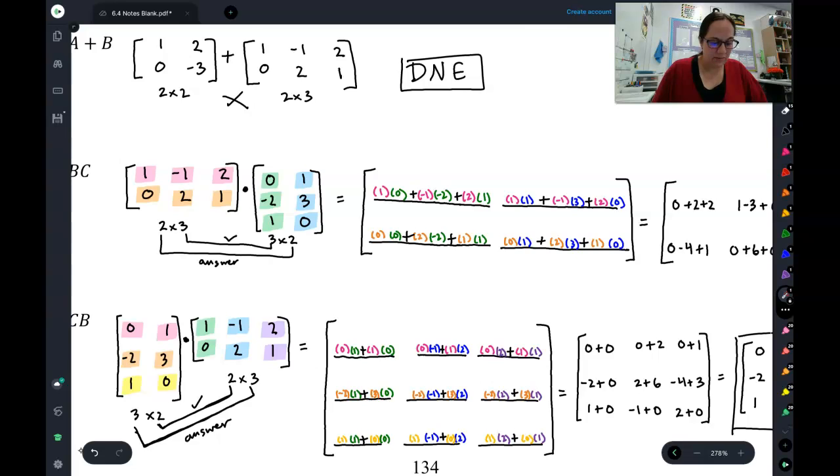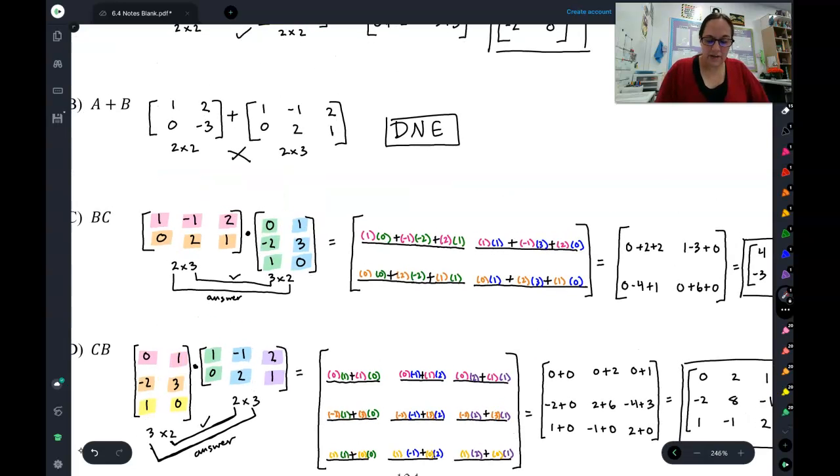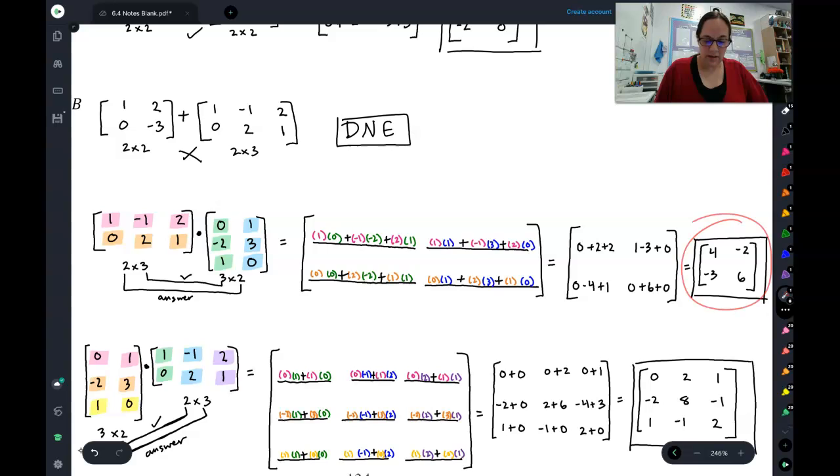B times C, we check the inner dimensions first. This is a 2 by 3. This is a 3 by 2. The inner dimensions are the same, 3 and 3. So my answer is going to be a 2 by 2. So those are the spaces that I made here. And then I multiplied them out in that right pattern to get this as my final answer, 2 by 2.